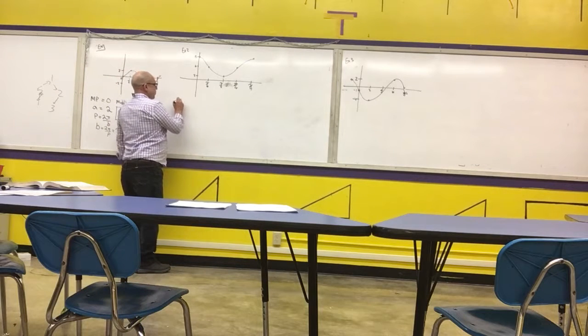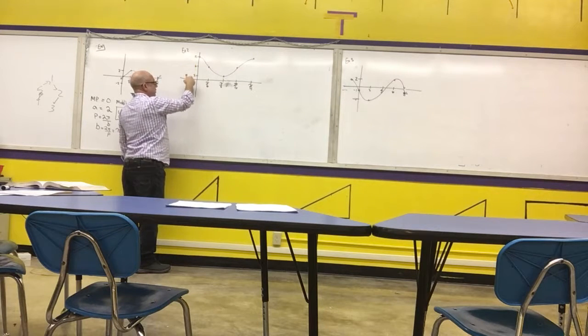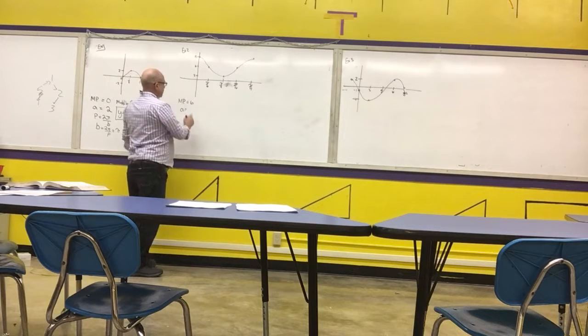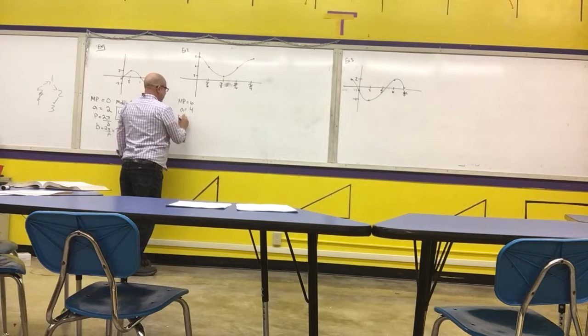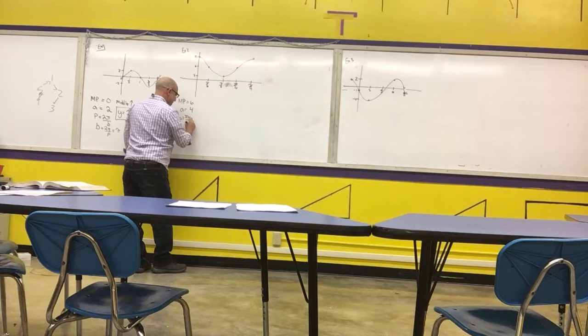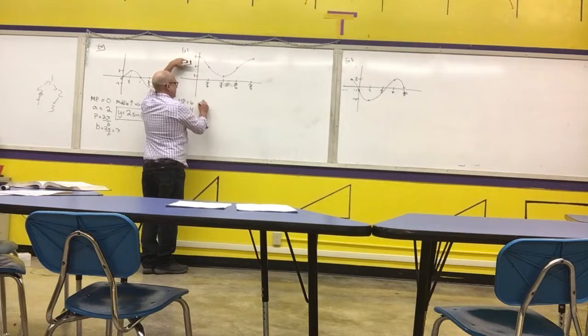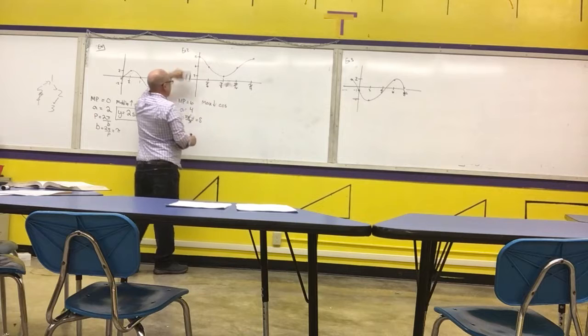Next graph. Midpoint is 6. Amplitude is 10 minus 6, which is 4. My b is 2 pi over pi fourths. So those pi's cancel, which is leaving me with 8. It starts at its max going down. So this is a cosine function.